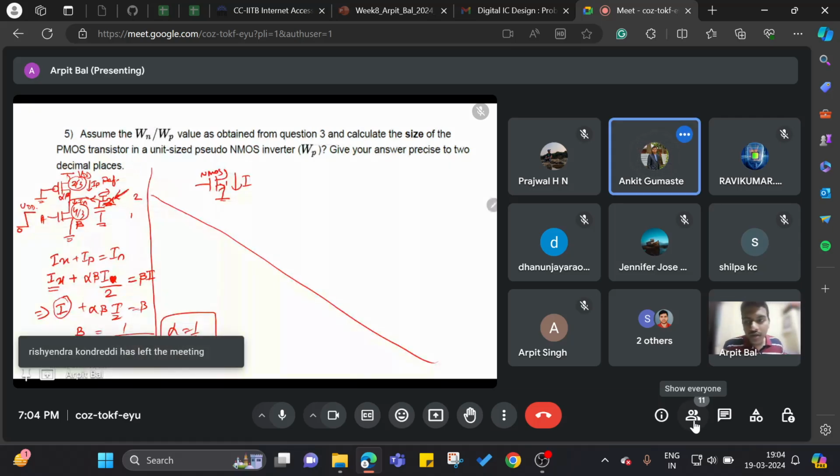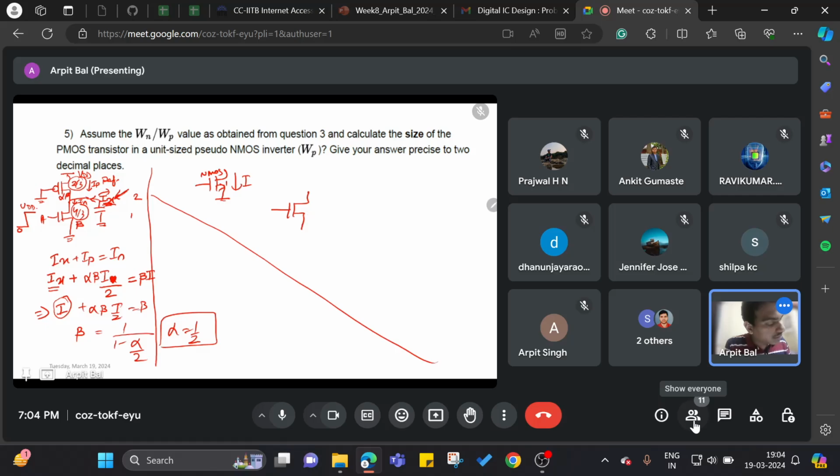And because of this, it means that I need to construct my reference inverter which is exactly like this, because this current is also I. Sir, Ix is I, I got it, sir. But the IN will be different, no, sir? No, the current IN is the current through this NMOS.